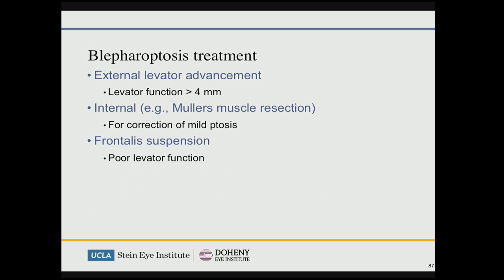The treatment depends in large part upon the levator function. So external levator advancement works well in patients with a levator function even as low as 4 millimeters sometimes. But if it's worse than that, then frontalis suspension is really indicated. A Mueller's muscle resection can correct only about 2 to 3 millimeters of ptosis. It's a very quick and predictable surgery, but it can only correct a small amount of ptosis.